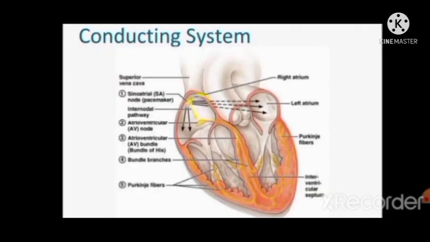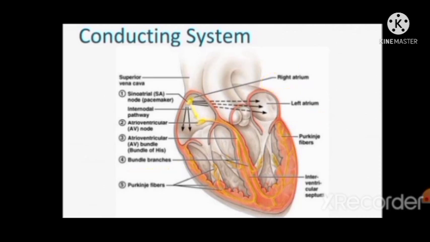This is the location of the sinoatrial node, which is present in the upper part of the right atrium where the superior vena cava opens. This is the atrioventricular node. From the atrioventricular node, the impulse passes to the bundle branches, and from there the impulse travels towards the Purkinje fibers. This is the interventricular septum in which Purkinje fibers are present. These are the Purkinje fibers in the left ventricle, left atrium, right atrium.